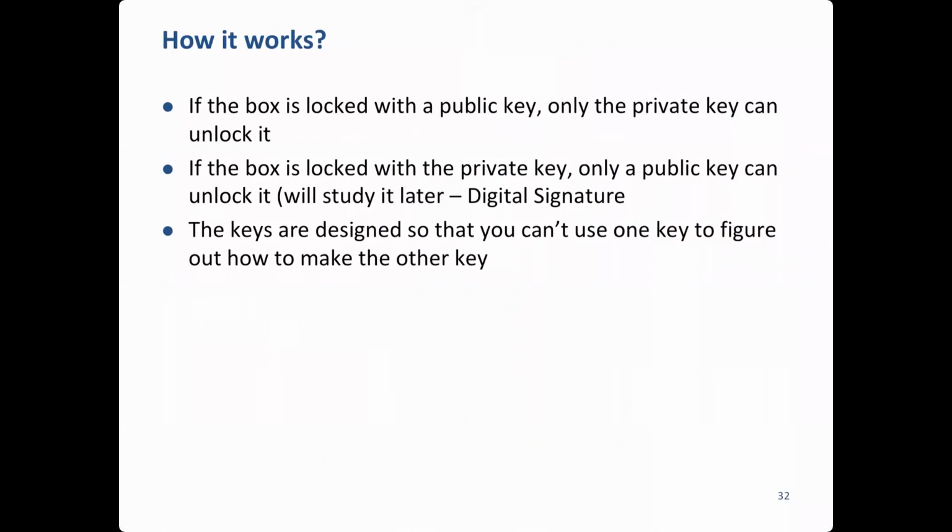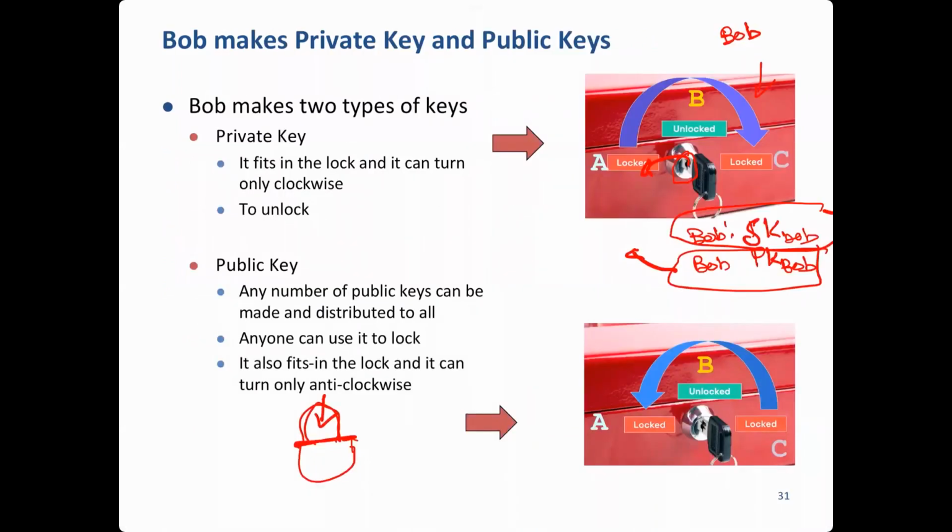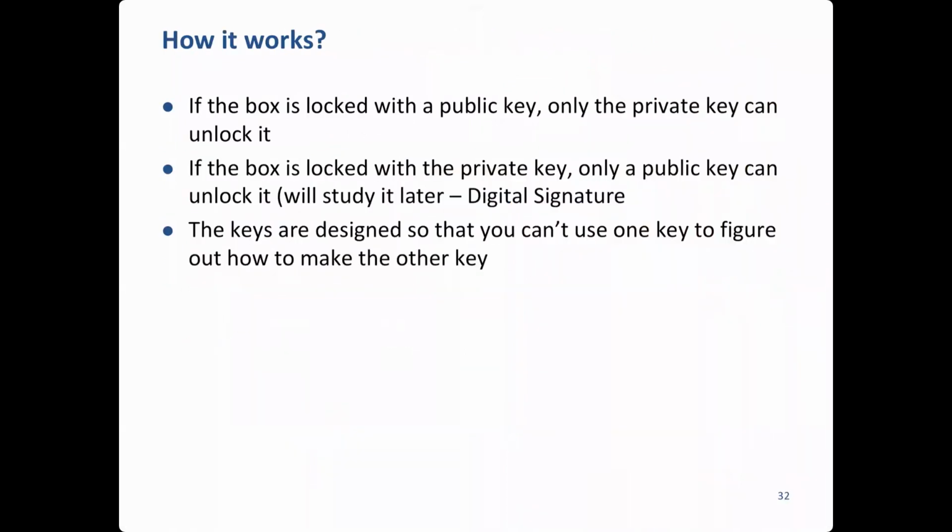So since Bob only has the private key, when this box is in transit and Mallory or Alice, Eve receives it, then she doesn't have the private key. It's locked. She cannot open it. She has the public key, which goes only in one direction, right? So she cannot move the lever in the clockwise direction. So nobody can open it.